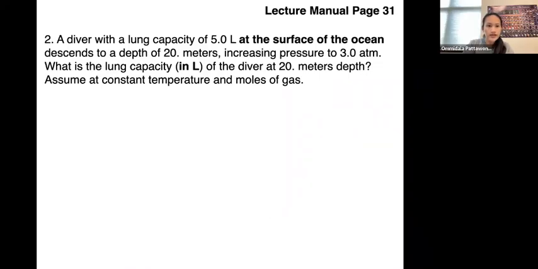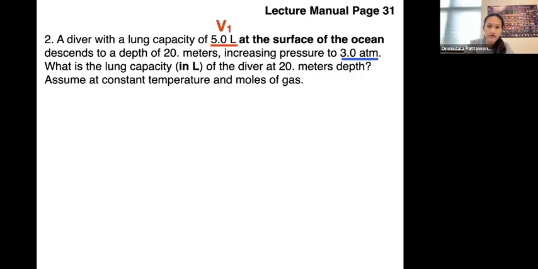So in this case, a diver with a lung capacity of 5 liters at the surface of the ocean descends to a depth of 20 meters, increasing pressure to 3 atm. What is the lung capacity in liters of the diver at 20 meters depth? Okay, so again, assume constant temperature and number of moles of gas.